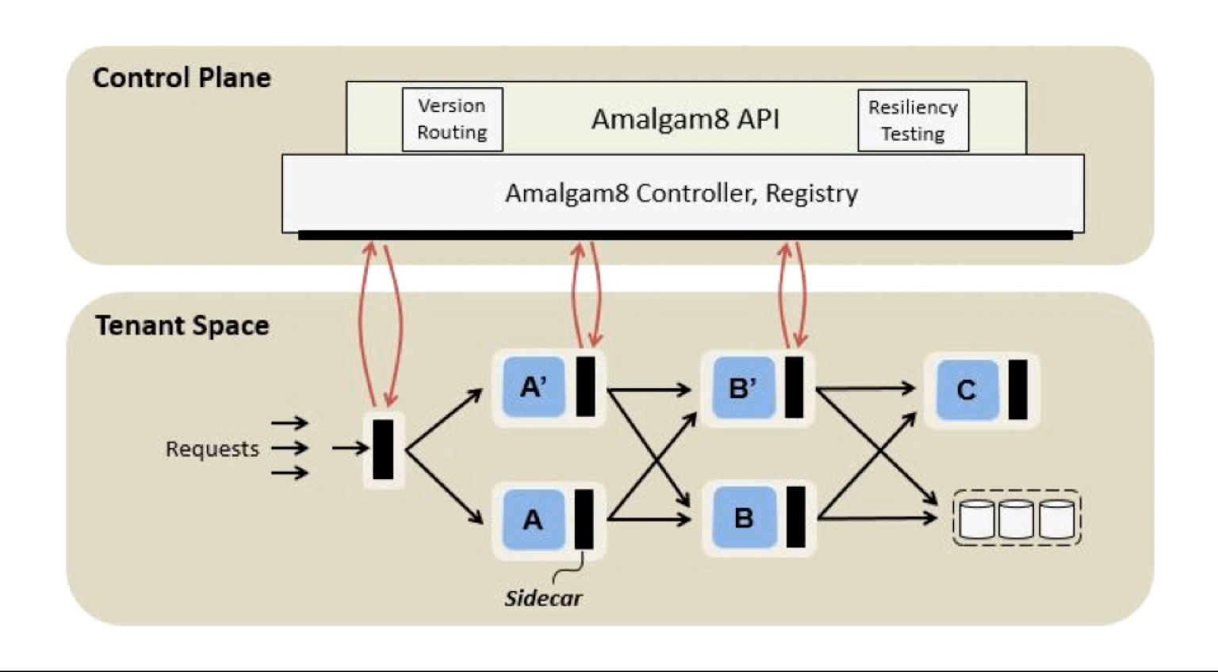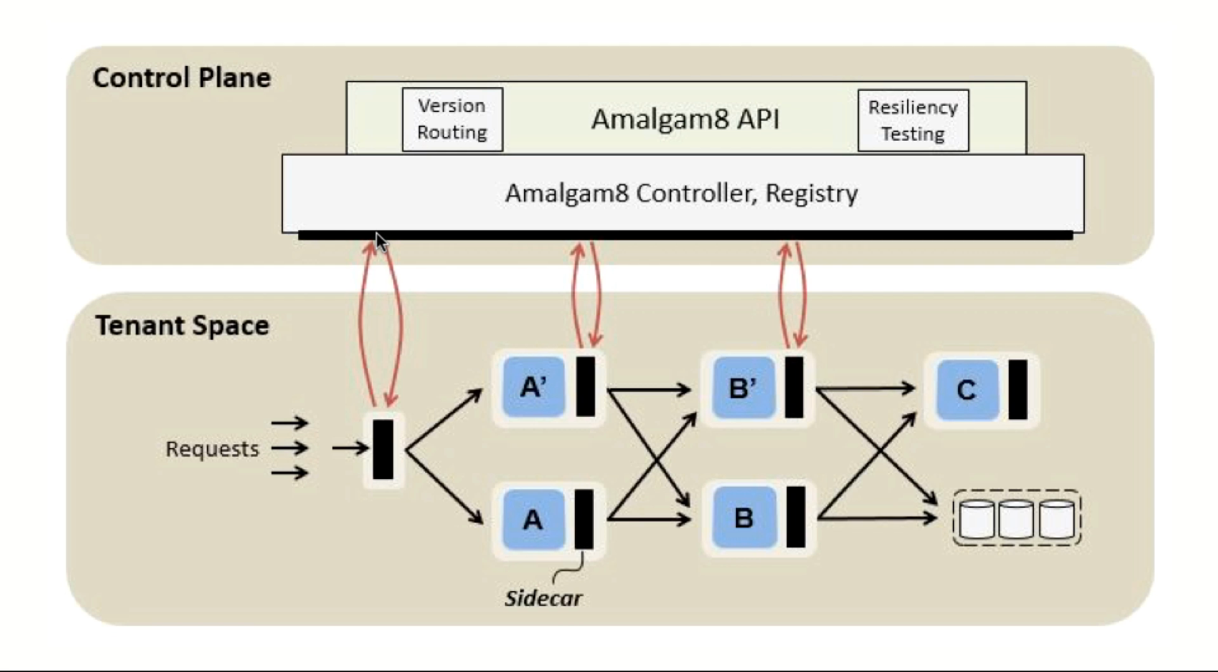So let's take a look at the architecture of Amalgam8. Amalgam8 is made up of a control plane. Remember, it's a multi-tenant control plane, and one or more tenant spaces. A key aspect of the Amalgam8 control plane is that it has an API layer, and a CLI as well, for programmatically defining the services, the routing rules for those services, and the testing for those services. So that's done through the control plane.